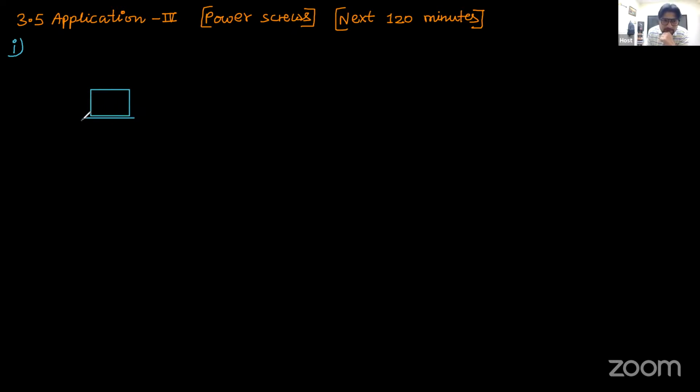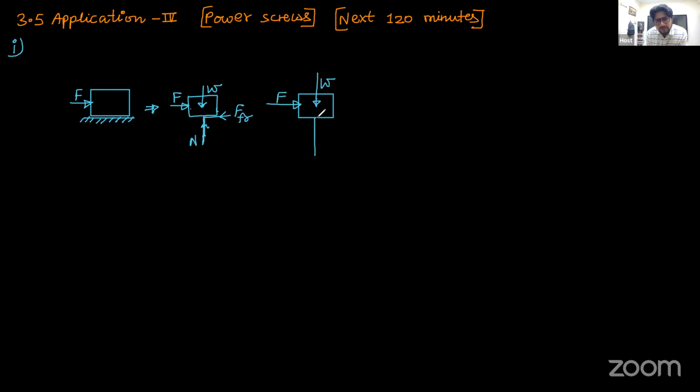For example, this block is resting on the floor, and then we are applying a force here. What will be the free body diagram of the block? The applied force F has been applied, W has been applied, then normal reaction will be there, and friction force will be there. If I increase the applied force F, what will happen? N will not change because W will not change.